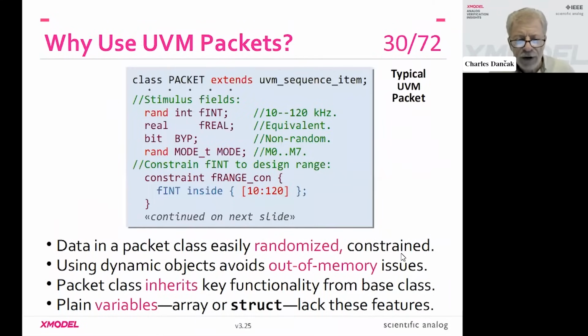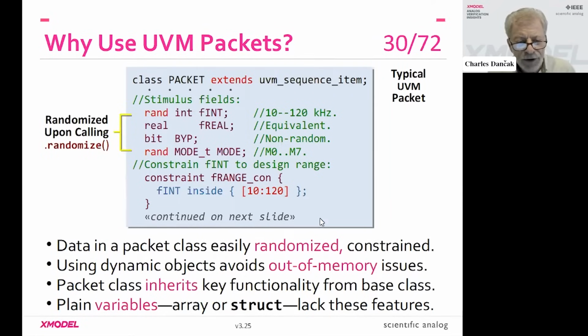So let's first look at the code for one of these packets. Now, based on one of the questions that was just asked, you may be wondering, why bother to create a packet class with all kinds of fields and all this OOP stuff? Why not just use a variable, maybe an array or an array of structures to model each transaction? Well, several reasons.